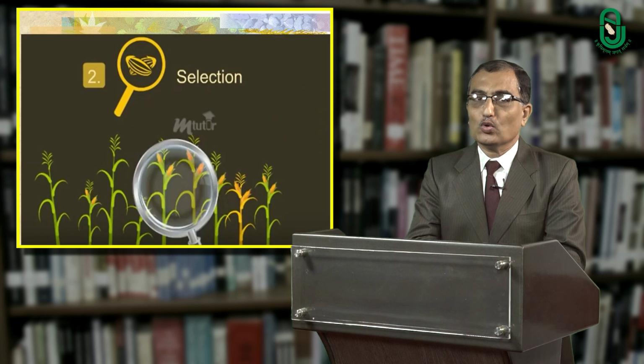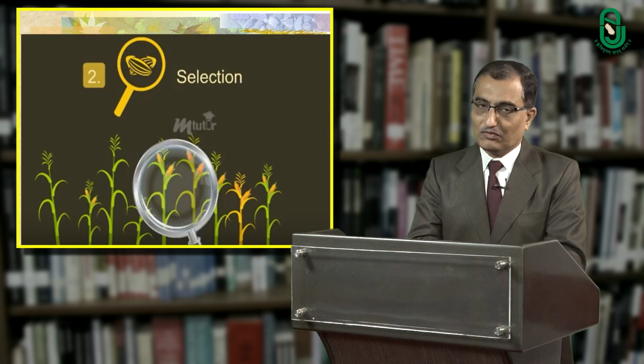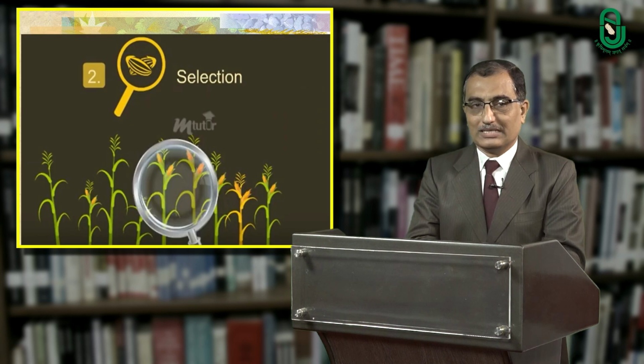Then selection. There are two basic requirements for selection. One, variations must be present, and variations must be transmitted from one generation to the next. Then and only then can the effectiveness of selection be exercised. Here, out of these different crop plants, we are going to select two different plants having good yield potential, and that can be transmitted to the next generations will give you a result of selection.